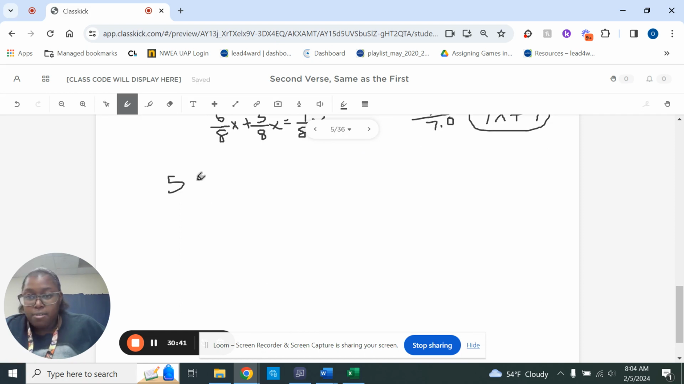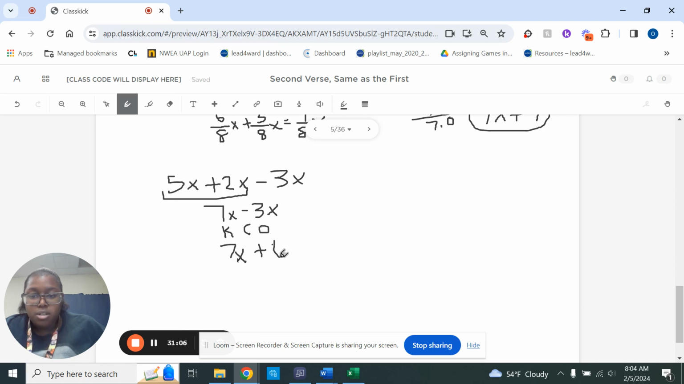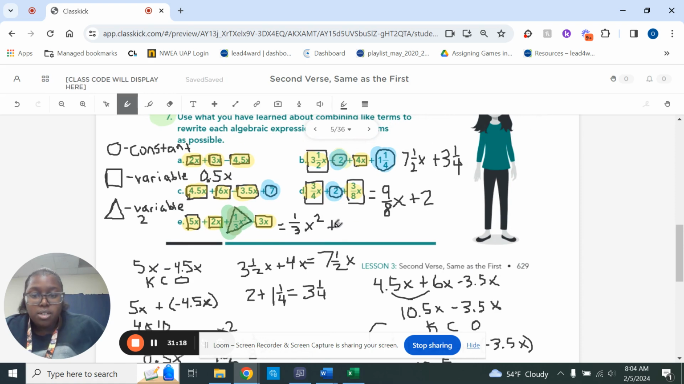So we have 5x plus 2 minus 3. So that gives me 7x minus 3x. I perform my KCO: 7x plus negative 3x. And that gives me 4x. So this is plus 4x. If it was a negative, it would be minus 4x, but it's not.